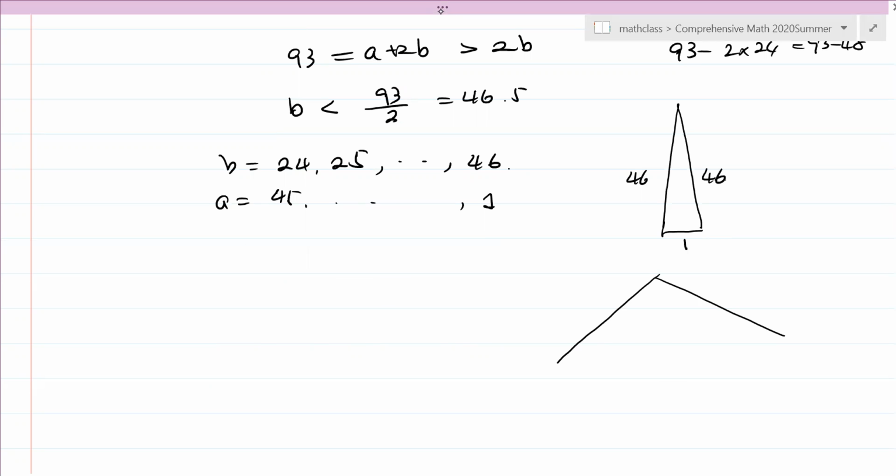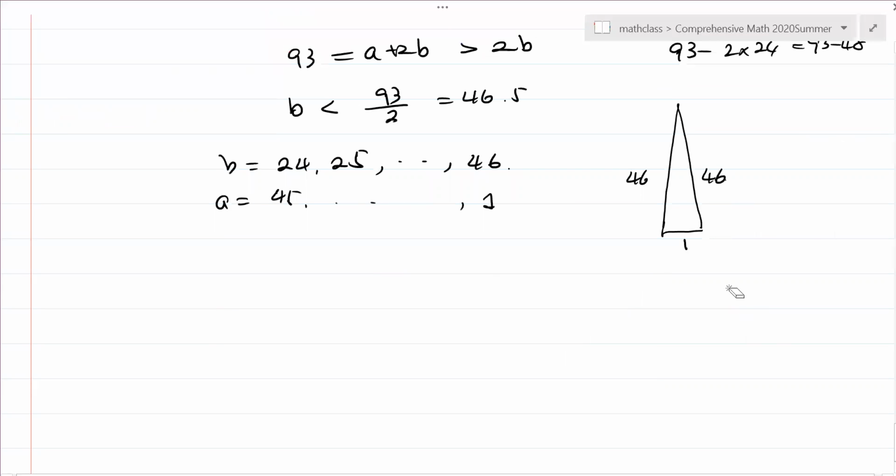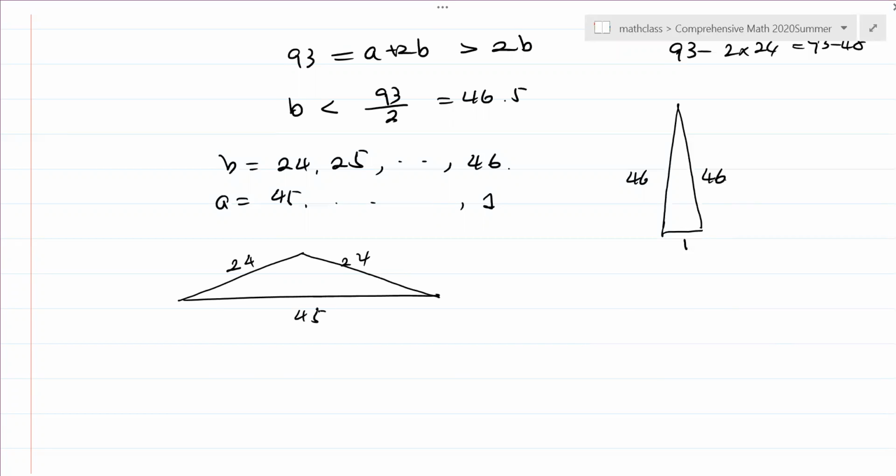Another one will be like 24 and 24, and here's 45. Gradually, you know, this is the two extreme cases. In total, there will be 46 minus 23, that's 23 triangles there. All right.